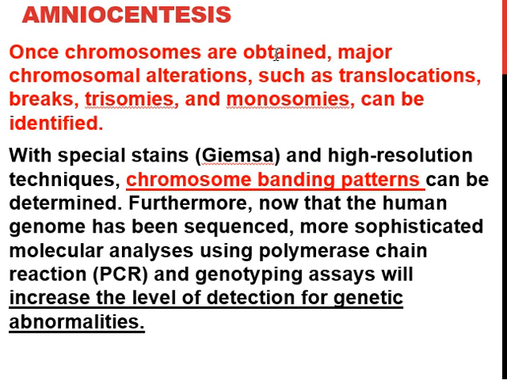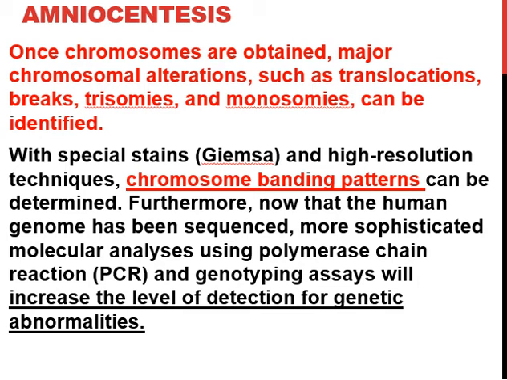Once chromosomes are obtained, when we have taken these cells and from there we have obtained the chromosomes, major chromosomal alterations such as translocations, breaks, trisomies and monosomies can be identified. So with the help of the amniocentesis, once chromosomes are obtained, we can detect the major chromosomal alterations such as translocations, breaks, trisomies and monosomies.